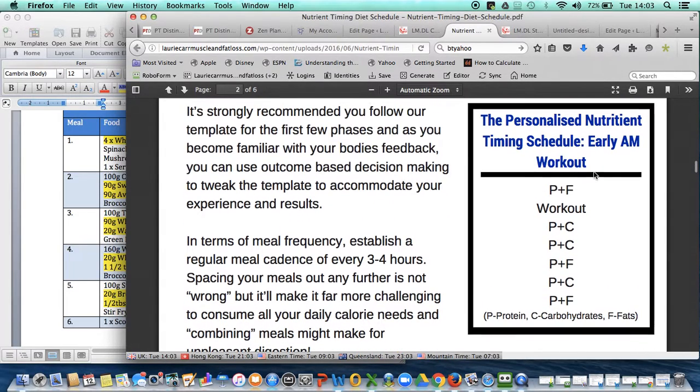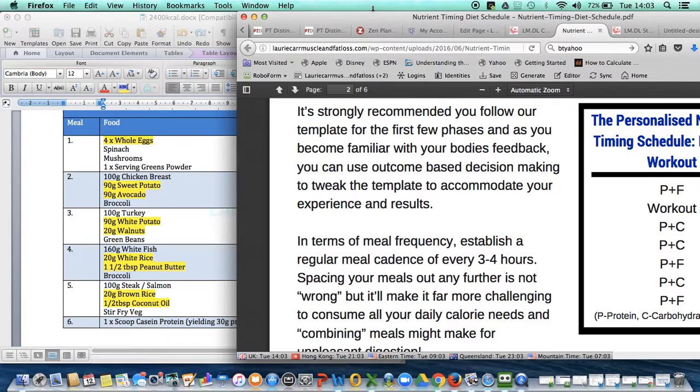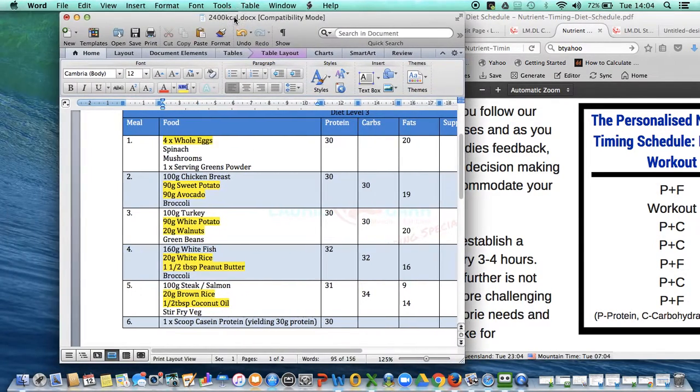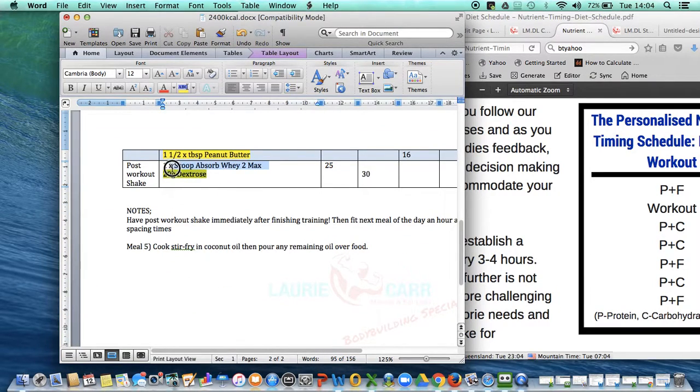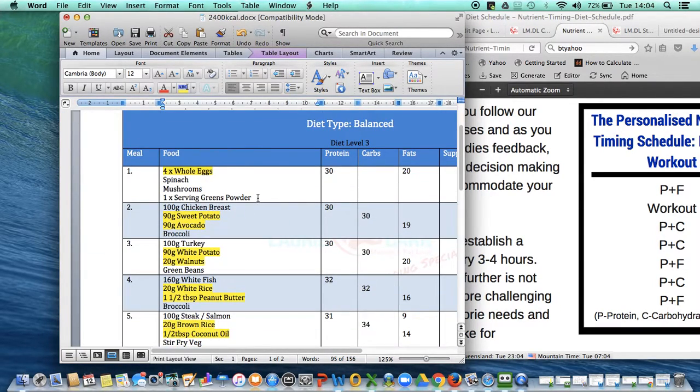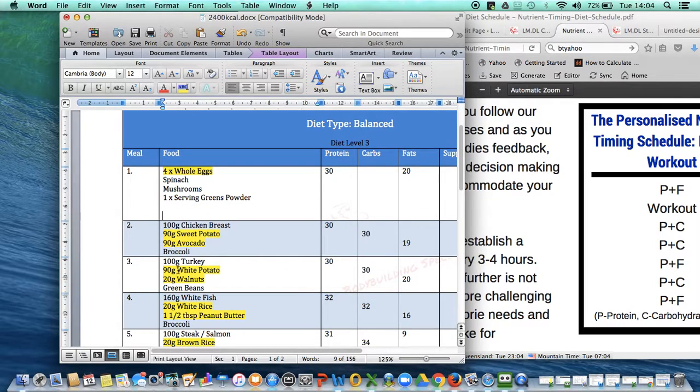So for my food, I would have protein and fats in the morning. I would work out. Then I'd have protein and carbs, protein and carbs, protein and fats, protein and carbs, protein and fats. Okay, so I need to adjust the meal plan I was doing to suit that schedule. So my breakfast is already protein and fats. There's no carbs in there. Then I would train after that meal.